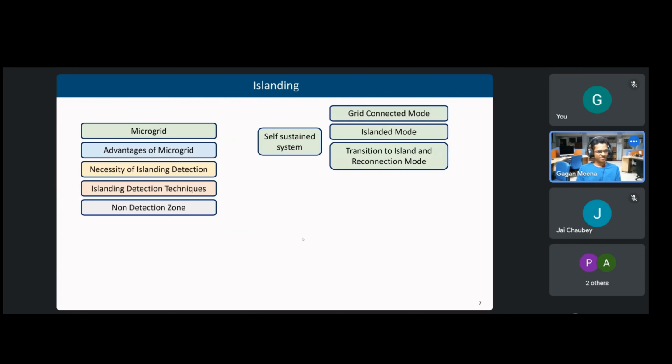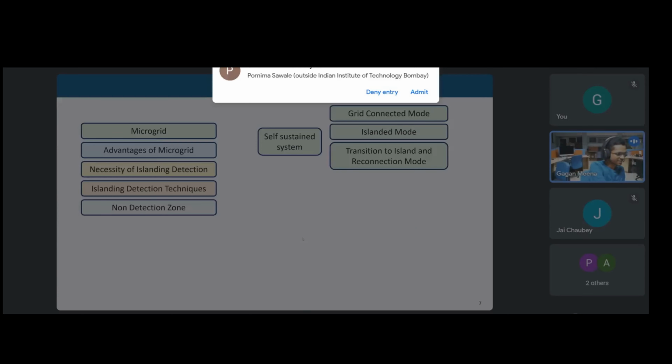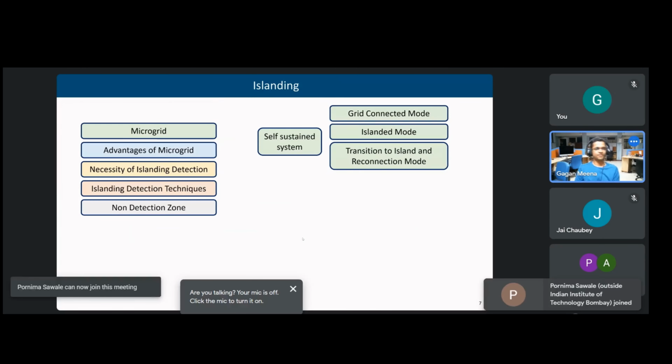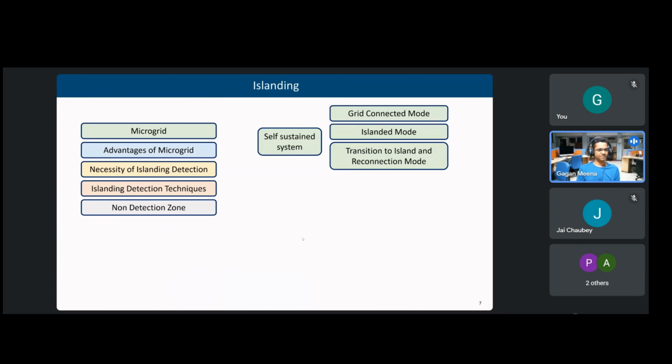So microgrid is a self-sustained system and it can operate in 3 modes. One is grid connected mode, then islanded mode, and third one is a transition to island and reconnection mode. So the transition from grid connected mode to island mode is one transition, and the second transition is from the islanded mode to the grid connected mode. So these two are the transitions, and both are correctly mentioned here. This is transition to island, the first one, and reconnection mode is the second transition.